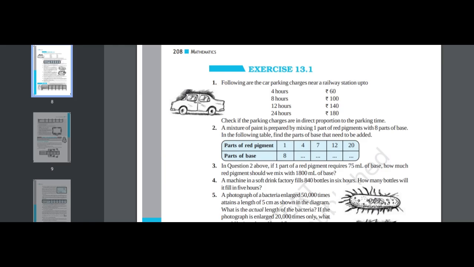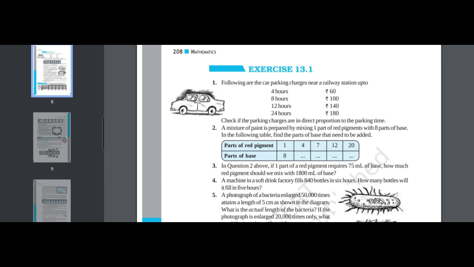So in question number 3, they are asking: in question number 2 above, if one part of red pigment required 75 ml of base, how much red pigment should we mix with 1800 ml of base? Now these are the two values. The table will be the same, but x and y contain only two values. It means that for the x, parts of red pigment is 1, and we have to find the next one for the 1800. It means that we have to find the x value. We can set any value here.